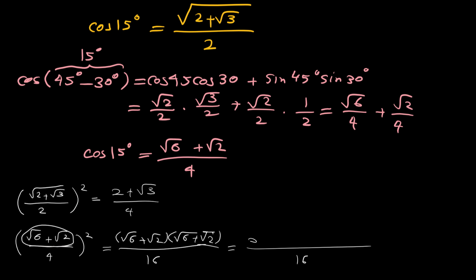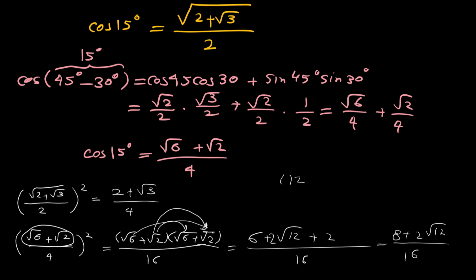Radical 6 times radical 6 is 6. Radical 6 times radical 2 is radical 12. Radical 2 times radical 6 is another radical 12. So we have 2 radical 12. Radical 2 times radical 2 is 2. So in numerator we have 8, 6 plus 2 is 8, plus 2 radical 12 all over 16. Attention, 12 is 4 times 3.